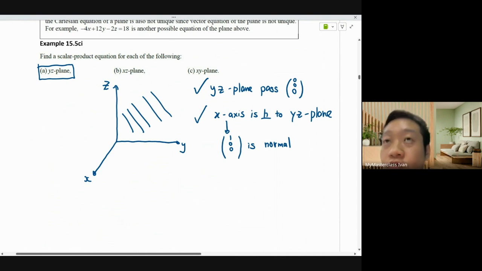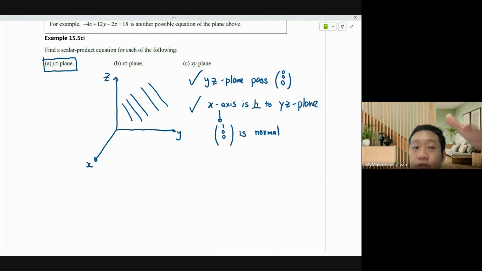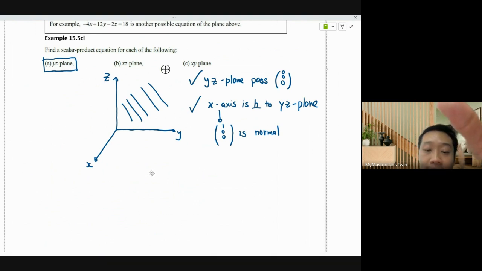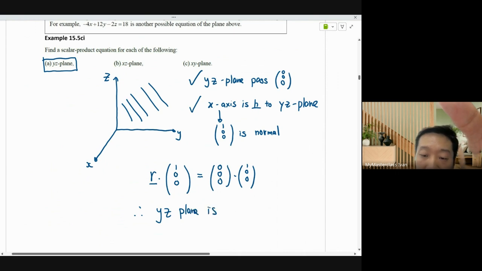So many students screw up vectors because they don't draw and see, or try to understand how the drawing tells you. So what I'm doing is trying to show you how the drawing tells you. So R dot n, where n is 1, 0, 0, will equal 0, 0, 0 dot 1, 0, 0. So therefore, the YZ plane is R dot 1, 0, 0 equals 0.